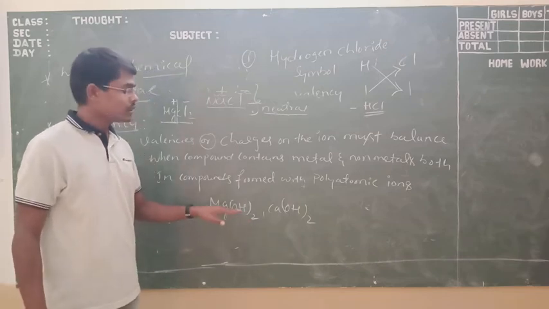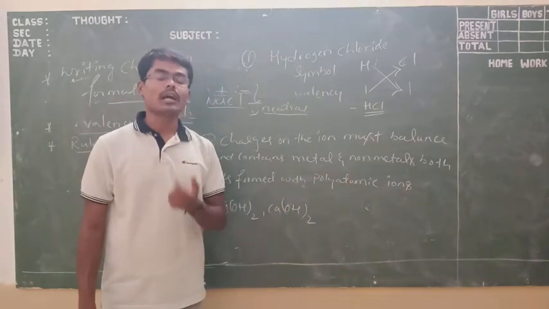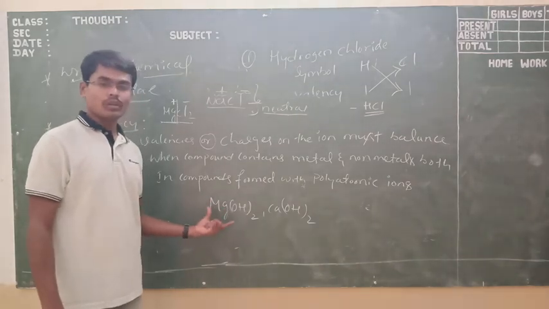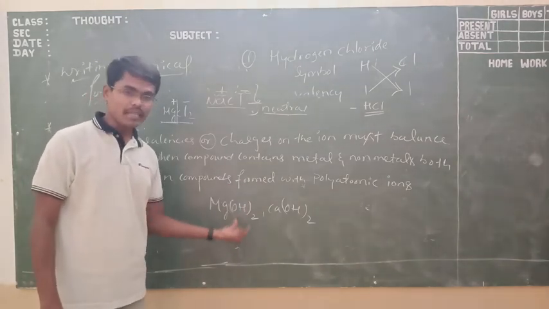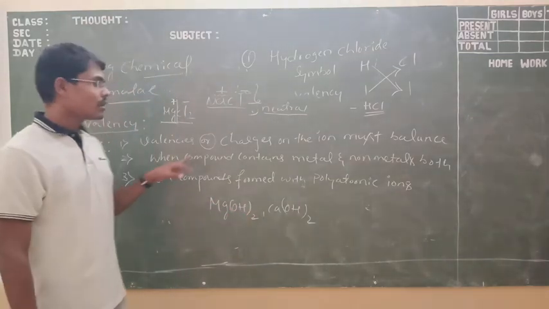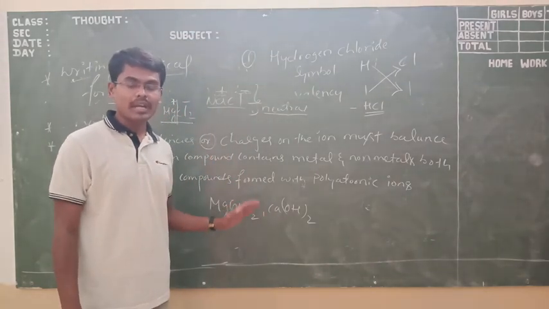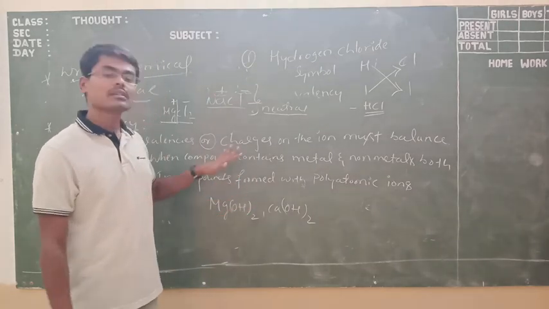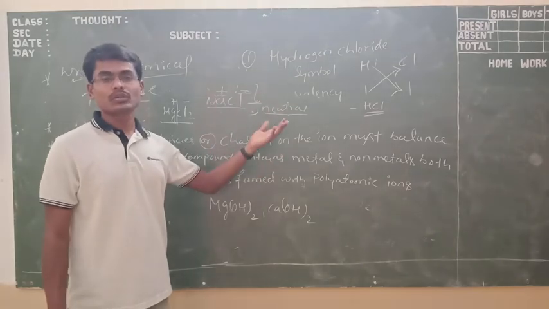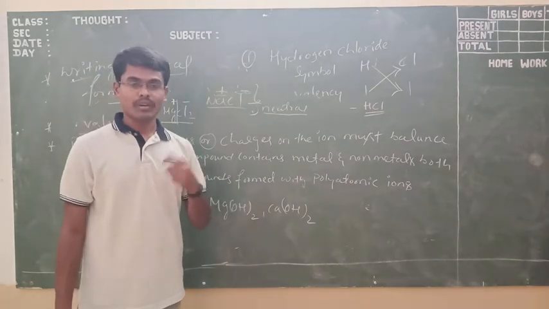Why I have written this one? This OH contains polyatomic ions. At that condition we have to follow this rule. We have to write the bracket for that particular compound. Right? Nothing but if polyatomic ions are present in any compound, we have to use the bracket. That is the third rule. By following all these three rules, now we are going to start writing the chemical formulas.